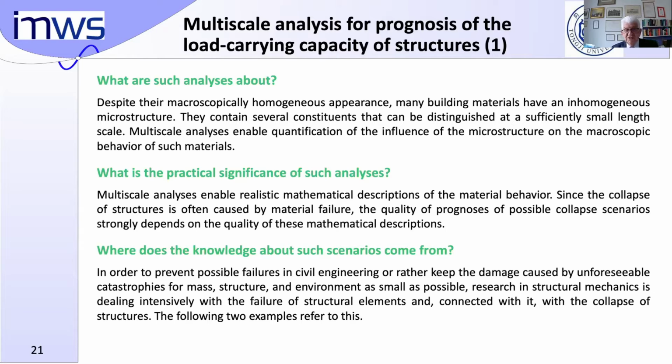Since the collapse of structures is often caused by material failure, the quality of prognosis of possible collapse scenarios strongly depends on the quality of these mathematical descriptions. Where does the knowledge about such scenarios come from? In order to prevent possible failures in civil engineering, or rather keep the damage caused by unforeseeable catastrophes for mass, structure, and environment as small as possible, research in structural mechanics is dealing intensively with the failure of structural elements and, connected with it, the collapse of structures. I'm presenting two examples of this.